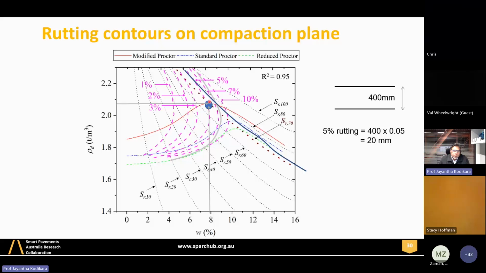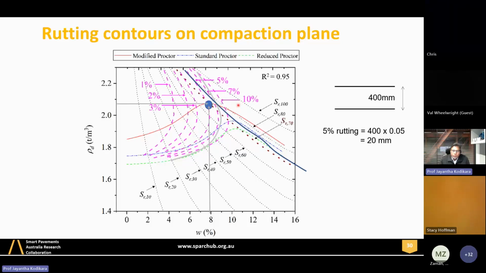So for example, if you look at this point here with the blue circle, it is at 8% moisture and a density close to 2.1. And then we have it sitting on the 5% rutting contour. So if you have a 400 millimeter layer, 5% rutting means 20 millimeters of rutting over the long term. These are the long-term cyclic loads. So likewise, if you go to the left-hand side of that density, moisture content or degree of saturation, you will get less rutting. If you go to the wet side, the rutting can increase significantly, right?